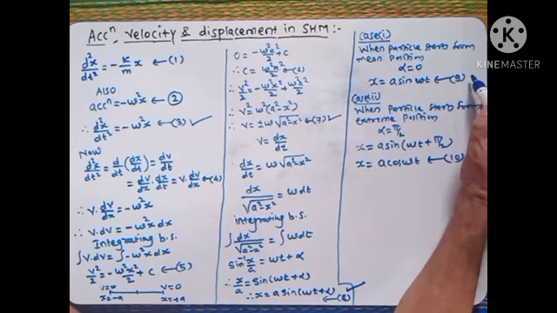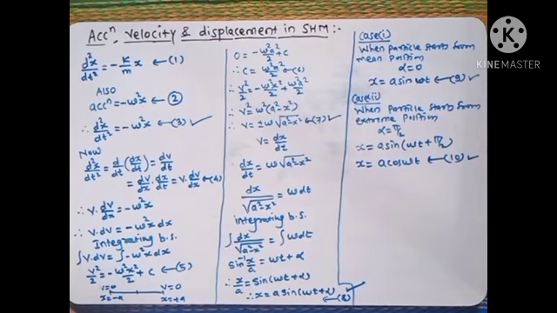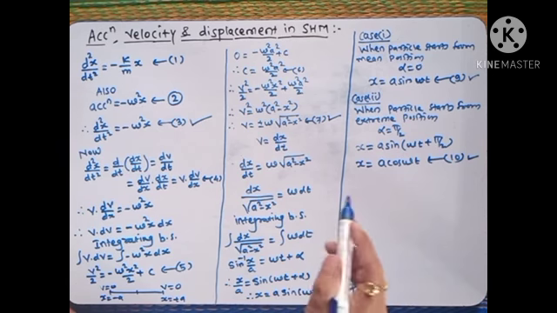That means when the particle starts from mean position, displacement is given by x equal to a sine omega t, and when the particle starts from extreme position, displacement is given by x equal to a cos omega t. This is the velocity, acceleration and displacement for a particle starting from mean position and from extreme position. We use these equations whenever we solve examples about acceleration, velocity and displacement.